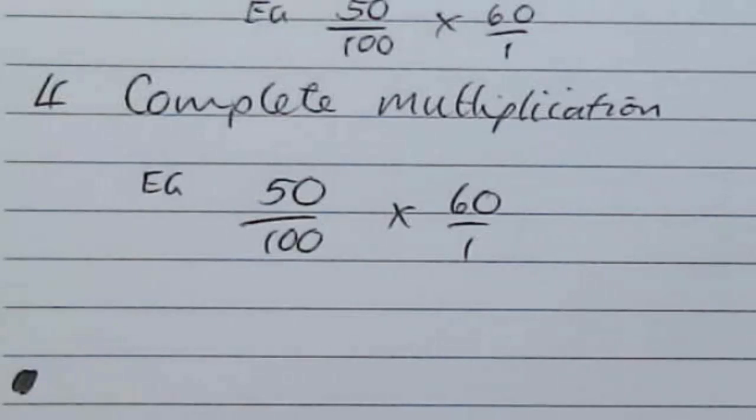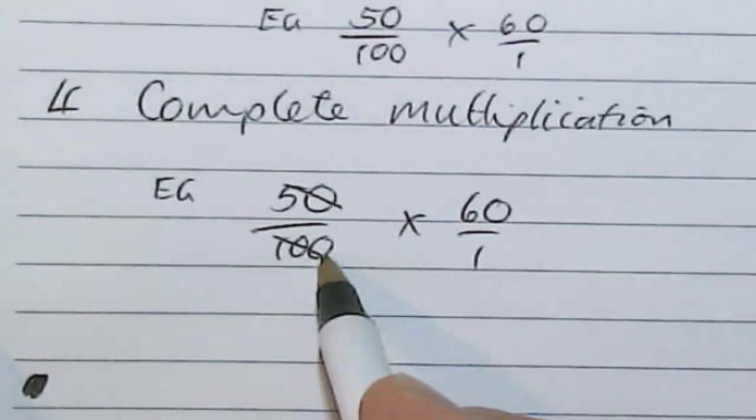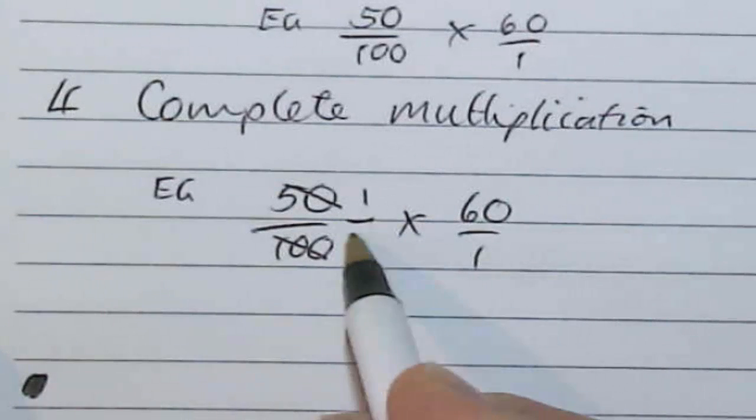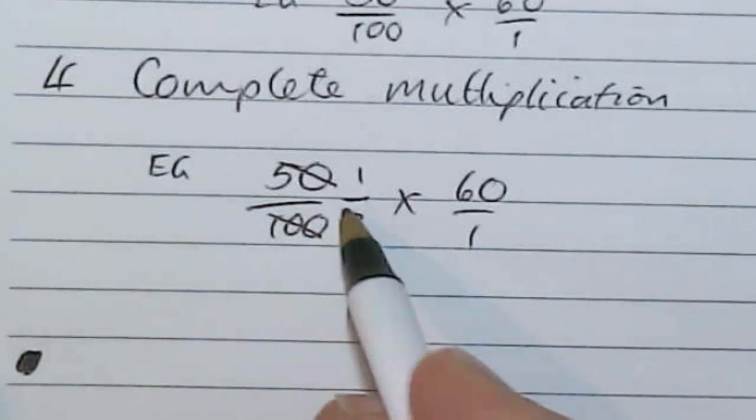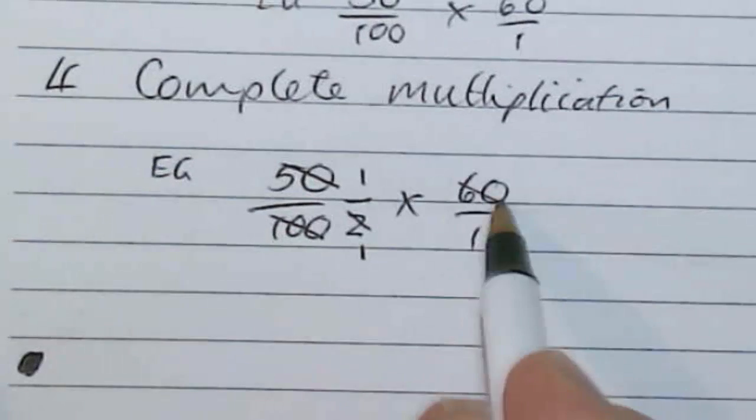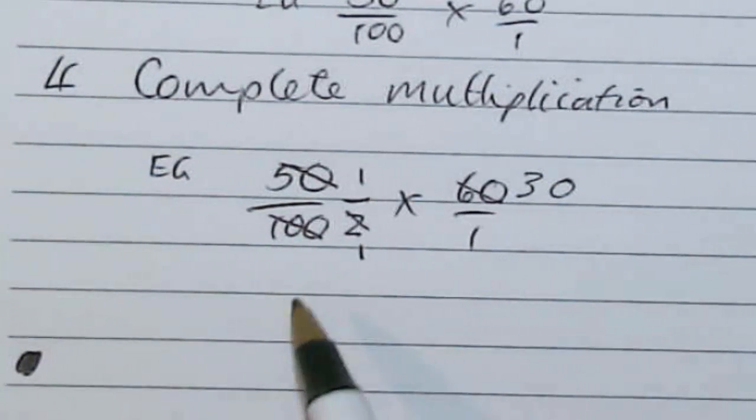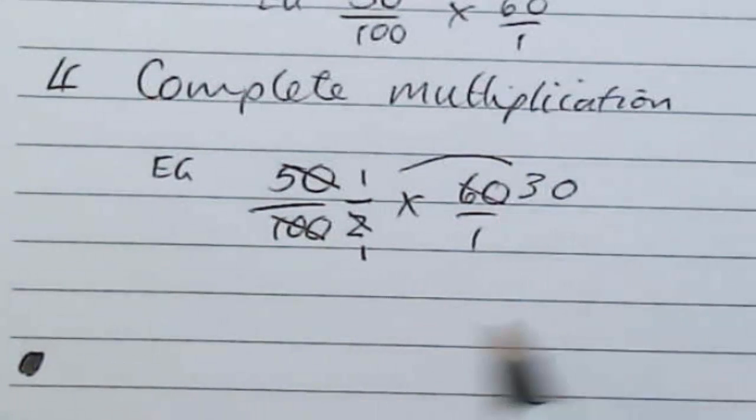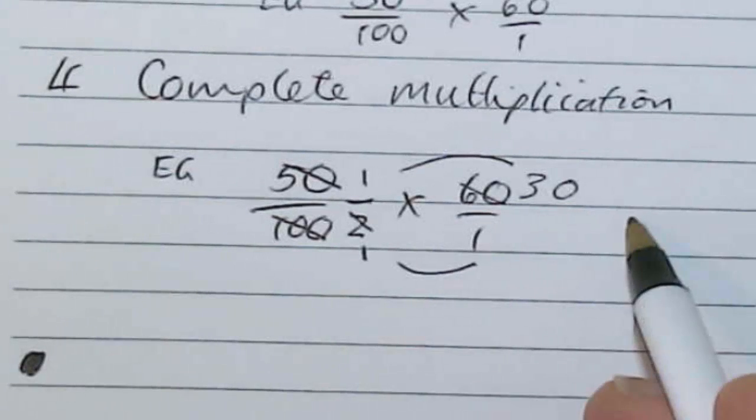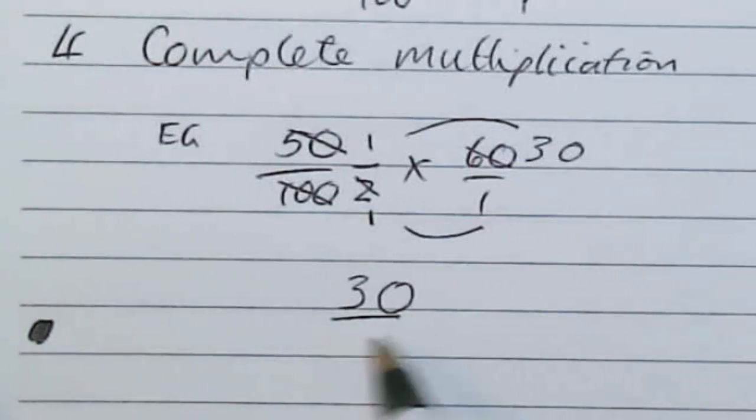Start off with simplifying if you can. First of all, 50 and 100, well, we know that is 1 and 2, a half. That's easy. We can keep going with some simplifying here, because 2 into 2 goes 1, 2 into 60 goes 30. So I've done two lots of simplifying, made the whole thing very easy for myself before I even start. Then multiply my tops and bottoms. 1 times 30 is 30. 1 times 1 is 1.